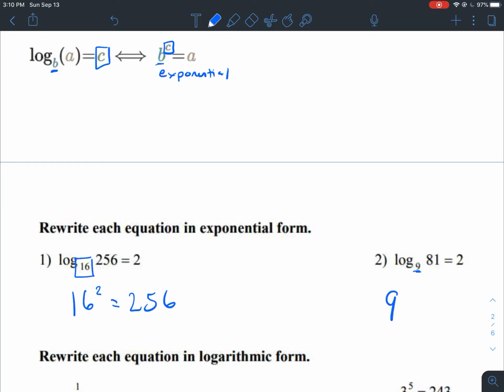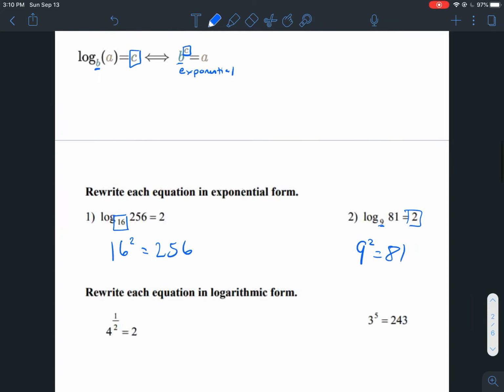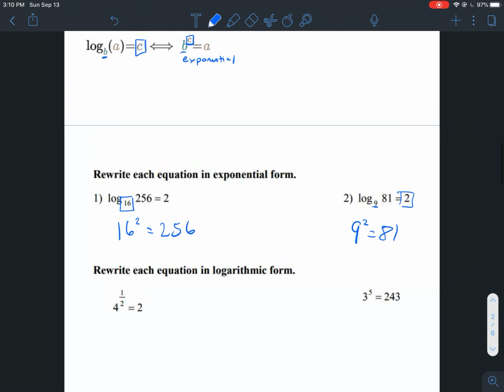All right, let's try number 2. Our base is going to be 9. Our exponent is 2, and that equals 81. So all we're doing is rearranging these numbers. Let's go ahead and try these last 2.